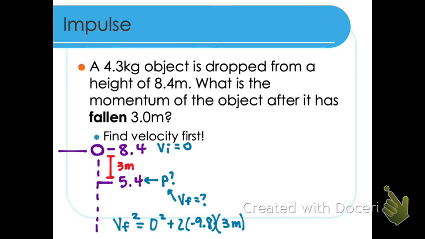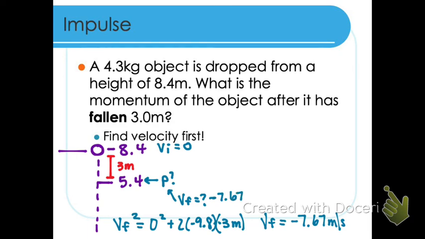Something's not right. I'm missing a negative somewhere, because I can't take the square root of a negative. Oh, here, that should be negative 3. So my final velocity comes out negative 7.67 meters per second. Right there I had to square root, so I had to add the negative back in. Okay, so my final velocity at that point is negative 7.67.